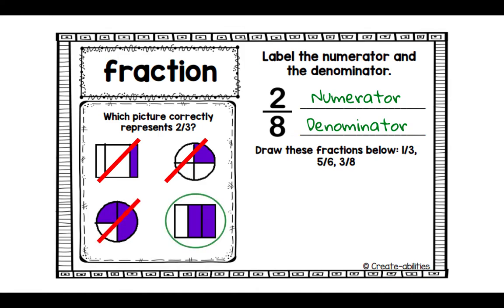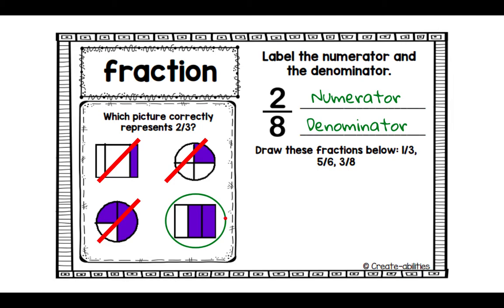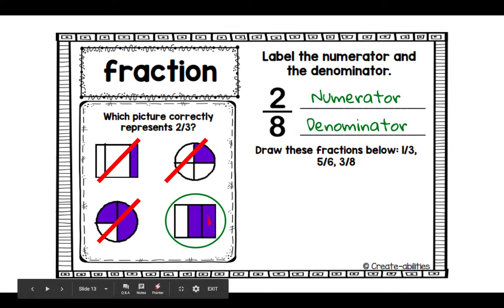So it has to be the last one, and that's because there are 2 that are purple out of 3, but they are all cut evenly. That's the important part here to notice, that these are all cut evenly. That's why it represents a fraction, aside from the fact that it is also shaded in with 2 parts out of 3 being colored in.